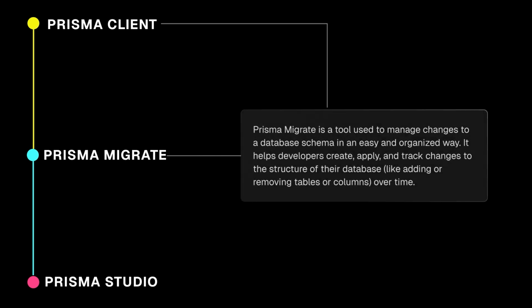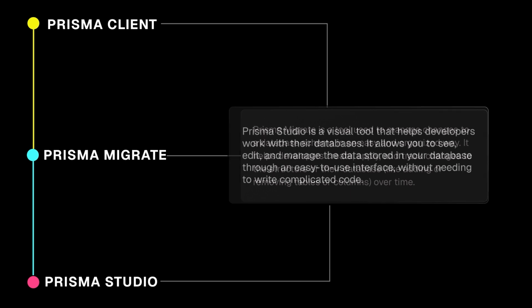On the other hand, we have Prisma Migrate, which is a tool used to manage changes in your database schema in an easy and organized way. It helps developers create, apply, and track changes to the structure of their database, like adding or removing tables or columns over time. And finally, we have Prisma Studio, a visual tool that helps developers work with their database. It allows you to see, edit, and manage the data stored in your database through an easy-to-use interface without needing to write complex code like SQL.